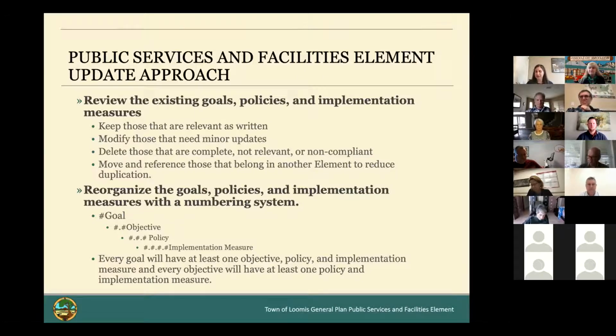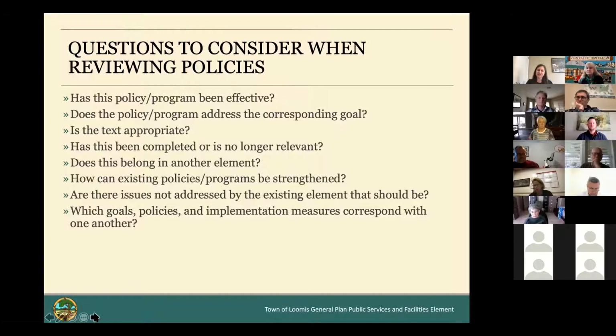So what we want to do is have goals, a related objective for each goal, and a policy or multiple policies per objective, and then implementation measures for policies as needed, and there can be more than one per policy, or you might have a policy that doesn't have an implementation measure. So we want to make sure that at least every goal has an objective, a policy, and implementation measure. And we're going to number them because right now they're all just numbered 1, 2, 3, 4, 5. And it's very difficult to reference those policies when you're looking at the same system in each element.